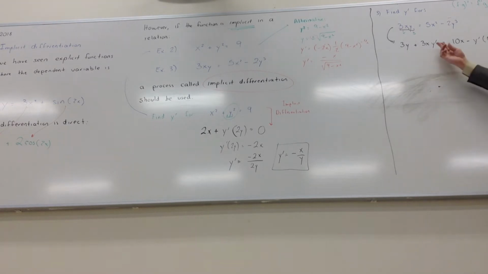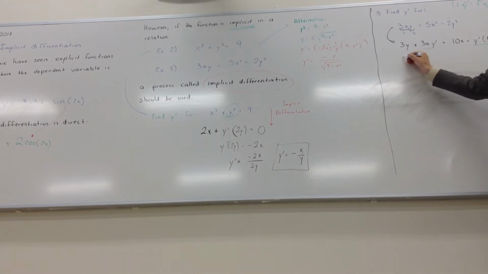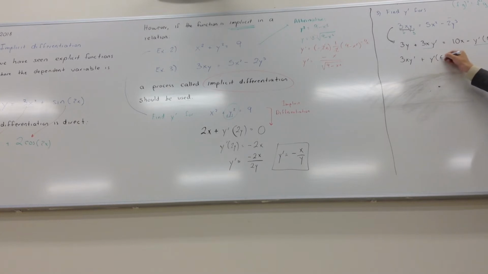Isolate, yeah, but now you have this y prime and this y prime, so what do I do? Put the other y on the left. Terms with y prime on one side of the equation, terms without y prime on the other. So we leave 3x y prime plus y prime 6y squared equal to 10x minus 3y. Now what? Factor. So y prime multiplies 3x plus 6y squared equal to 10x minus 3y.